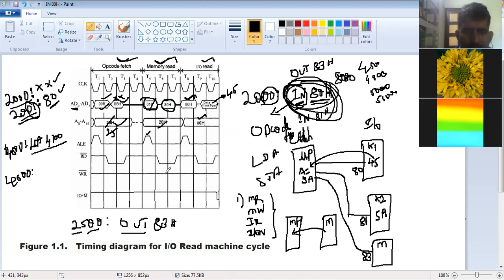Then what should I write here? 25. Then here 01. Okay, right. Then what should I write here? Okay, 83. OUT, that is XX, then the next address 2501 is 83. 2501, 83. Okay, then what machine cycle will come? What machine cycle, Kannan?